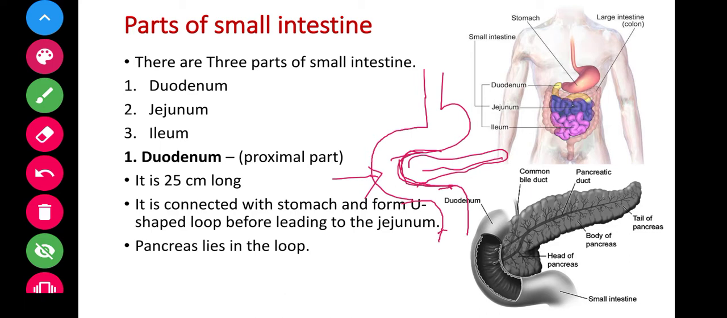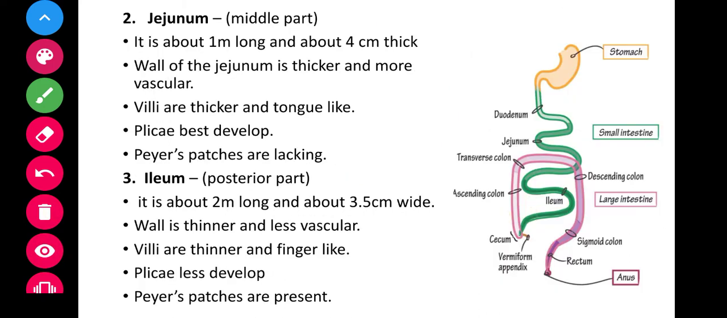Okay, now we will see jejunum. Jejunum is the middle part. It is about 1 meter long and about 4 centimeter thick. Wall of jejunum is thicker and more vascular. Okay, this one is important. And after that, villi are thicker and tongue like.